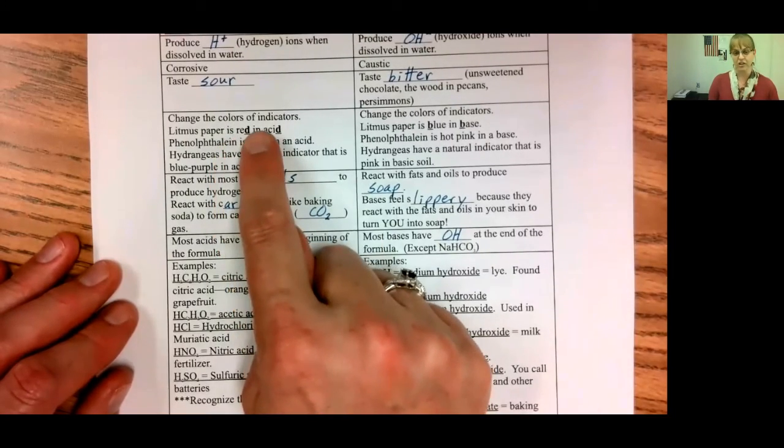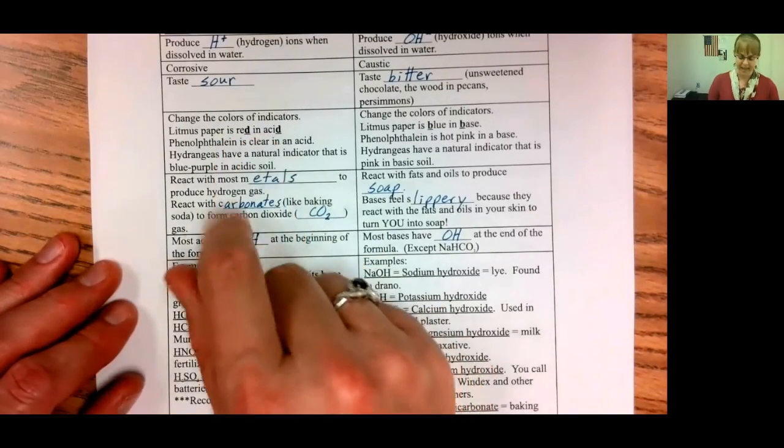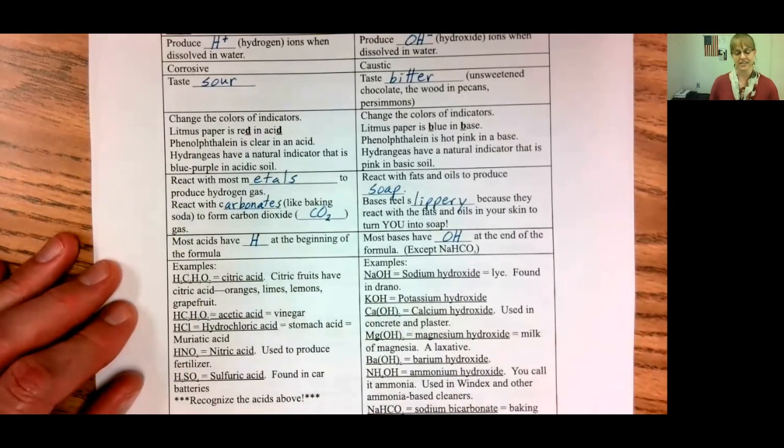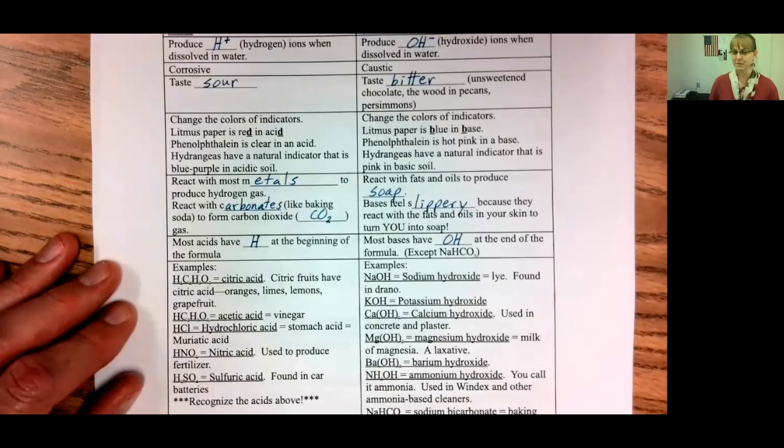Acids will change the color of an acid-base indicator. Litmus paper has the indicator litmus put into the paper, and litmus paper will turn red in an acid. See how red and acid both end with a D, and that will help you remember.